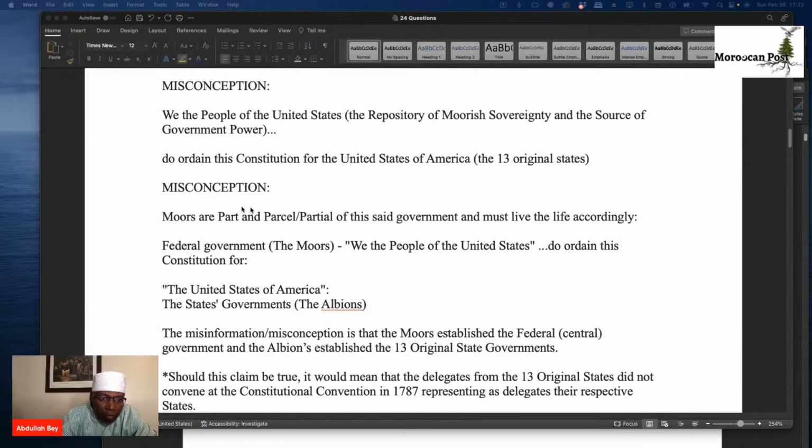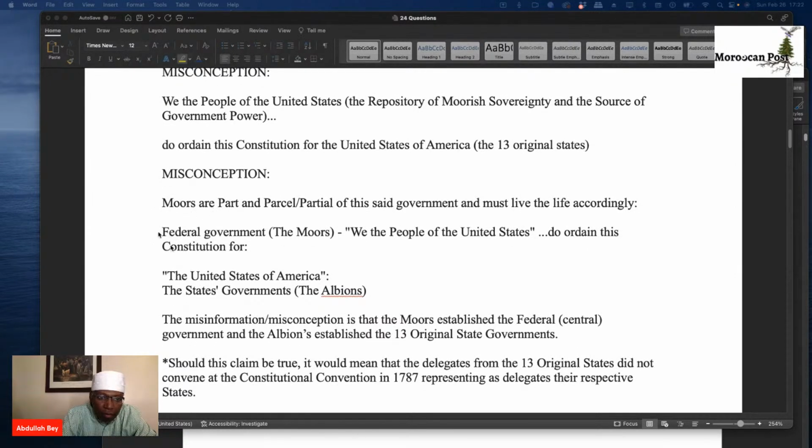Here it is. I got to finish reading that one. I'll just read it through. Misconceptions. Moors are part and parcel of the said government and must live their life accordingly. Federal government, the Moors. We, the people of the United States, do ordain this Constitution for the United States of America. The United States governments, the Albions.